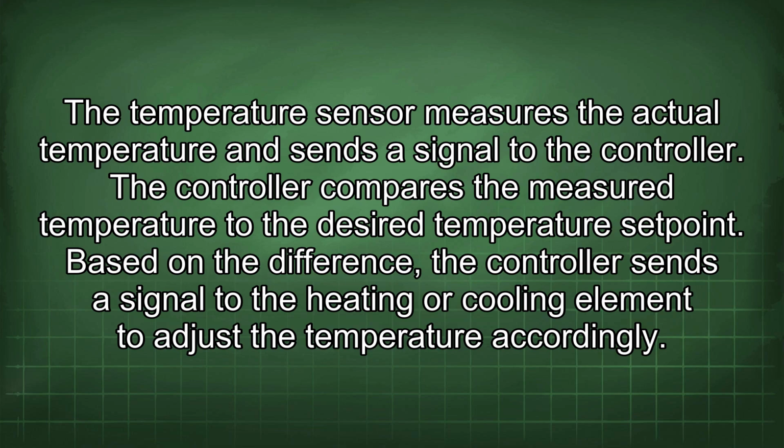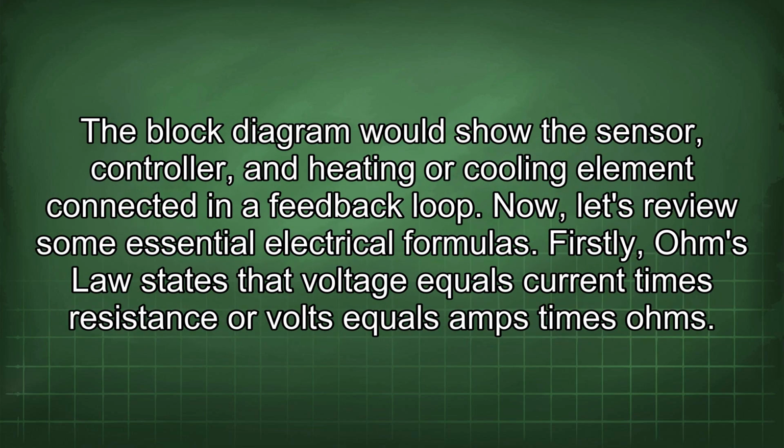The controller compares the measured temperature to the desired temperature set point. Based on the difference, the controller sends a signal to the heating or cooling element to adjust the temperature accordingly. The block diagram would show the sensor, controller, and heating or cooling element connected in a feedback loop.